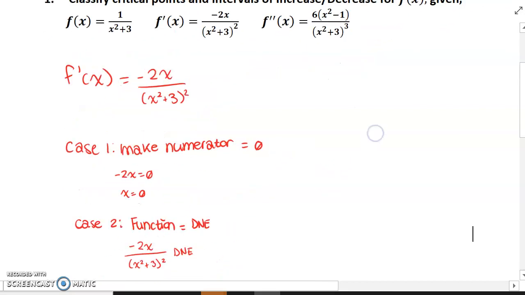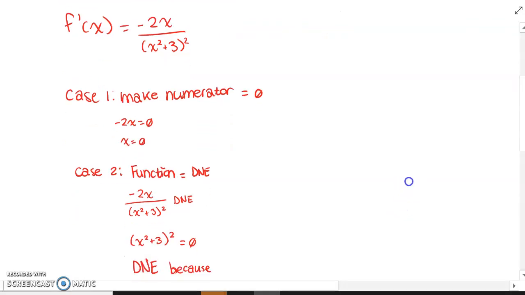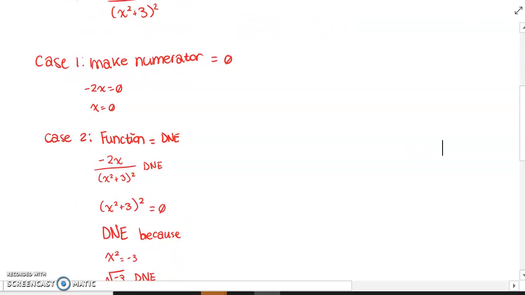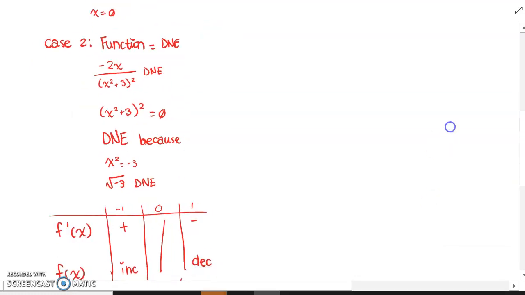So I focused on the first derivative, which was negative 2x over (x squared plus 3) all squared. And I used both cases to try to find my critical numbers. So case 1, I made the numerator 0 and solved negative 2x equals 0, which gave me an x value of 0 for my first critical number.